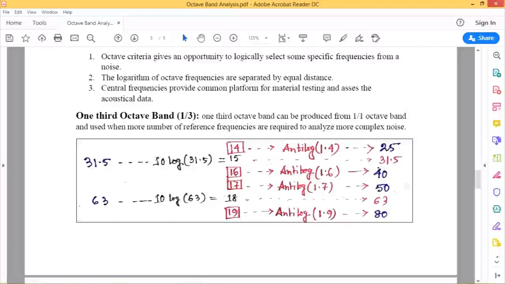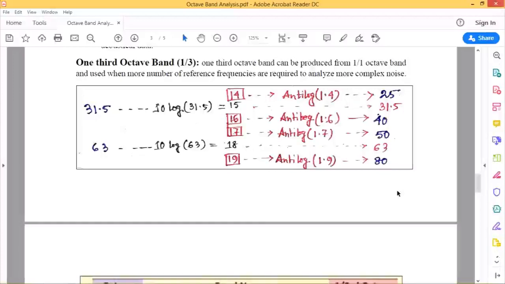Whatever series has been generated, from 25 to 80, is known as the 1/3 octave band. This series is generated to provide more standard octave band central frequencies to be used for the analysis of a complex noise, for more accuracy.